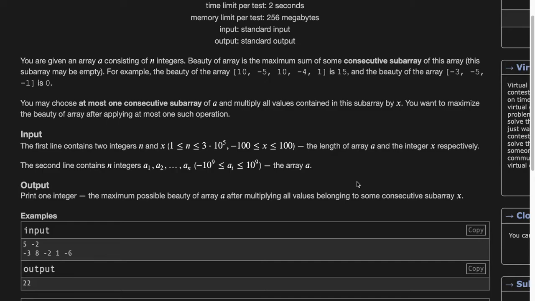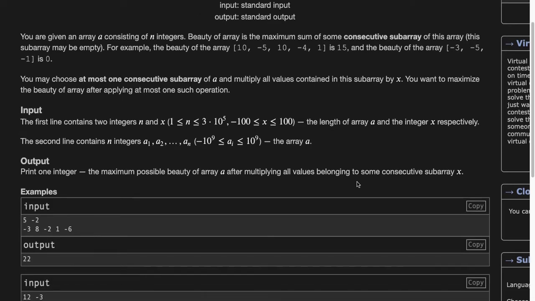We have to find the maximum sum subarray after performing an operation, and the operation is, we've been given an integer x. We can choose any subarray from the array and multiply each of the elements by x, and after this operation has been done on the array, we need to find the maximum possible subarray sum.